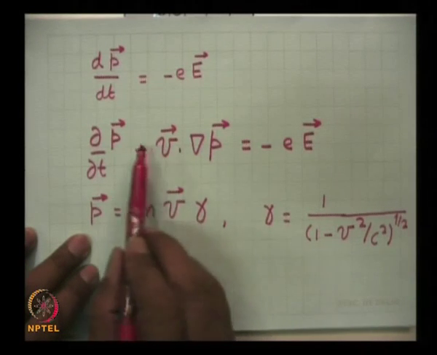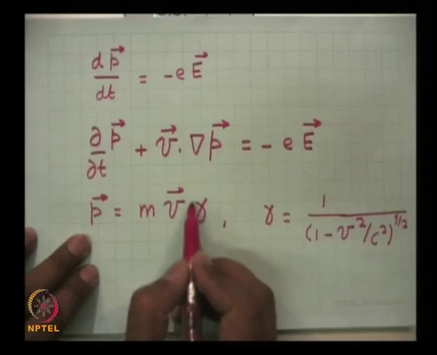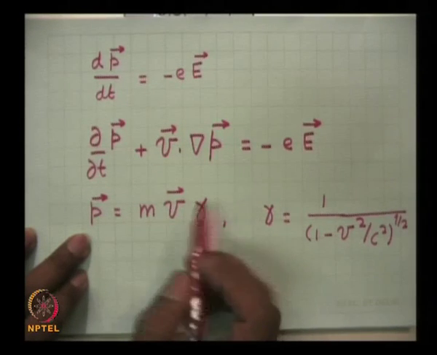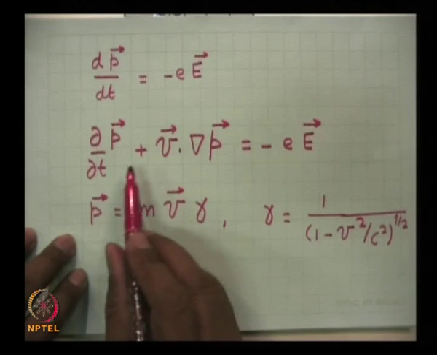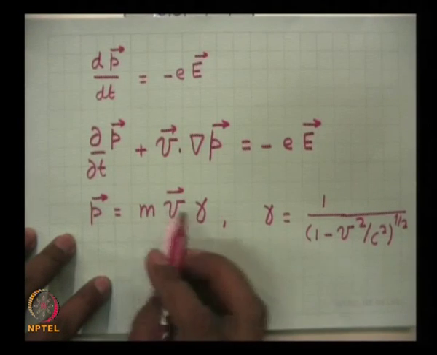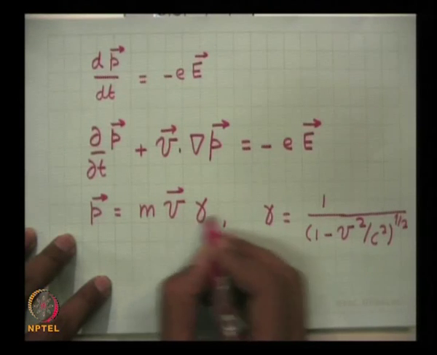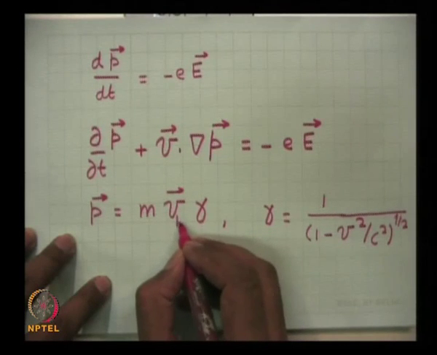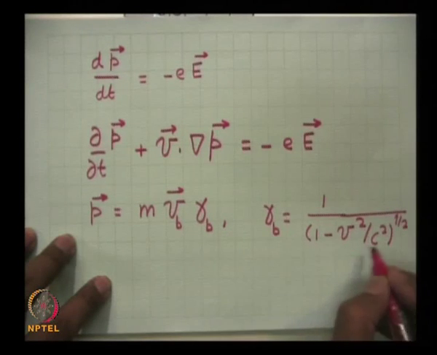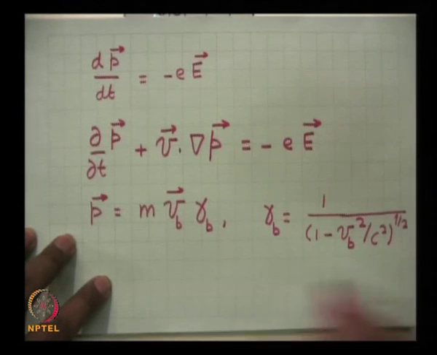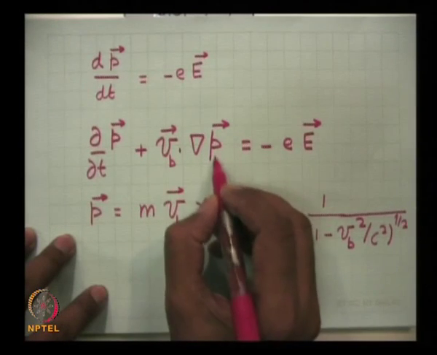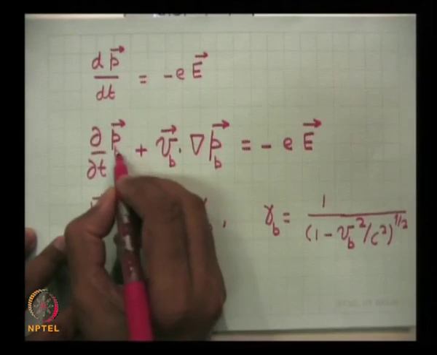So, the fluid equation is now modified by the introduction of a term called the relativistic gamma factor, and because I am solving this equation for beam electrons, I will put a subscript b on these quantities. So, the particle velocity is Vb, and gamma b is given by the beam velocity square like this. Here also this equation I have written for the beam, so I will put a subscript b here.